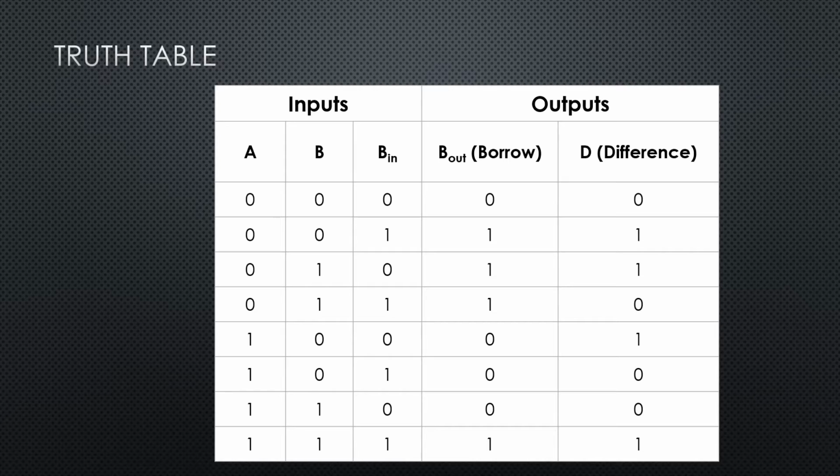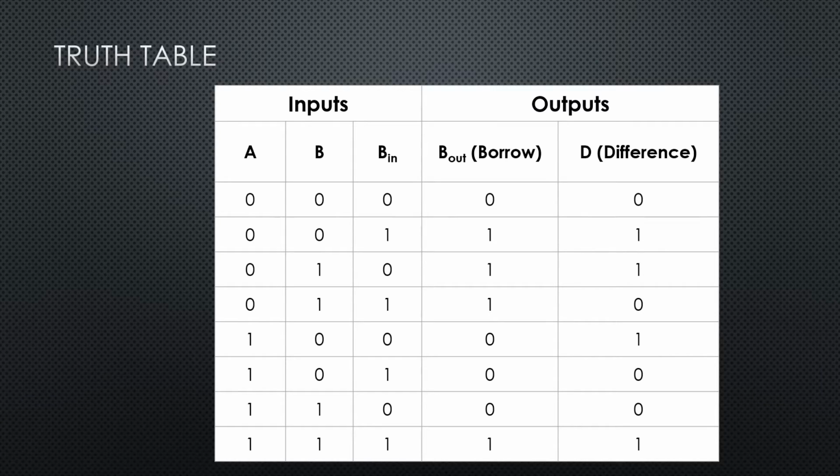When A is 0, B is 0, B in is 1, the borrow is 1, the difference is 1. When A is 0, B is 1, B in is 0, the borrow is 1, the difference is 1. When A is 0, B is 1, B in is 1, borrow is 1 and difference is 0. When A is 1, B is 0, B in is 0, the borrow is 0, the difference is 1. When A is 1, B is 0, B in is 1, the borrow is 0 and the difference is 0.